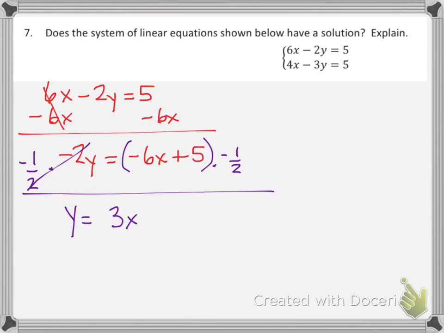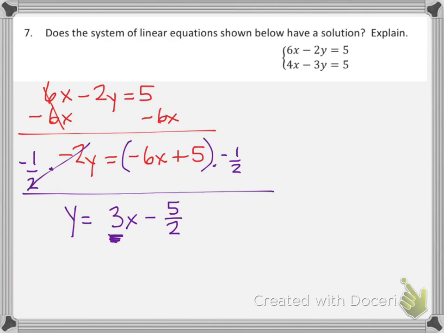And then a negative 1/2 times 5 is a negative 5/2. So there we go. That's our slope-intercept form. And now all I'm going to do is do the same thing for my other equation and check this slope. If the slopes are the same, I know they're parallel lines.